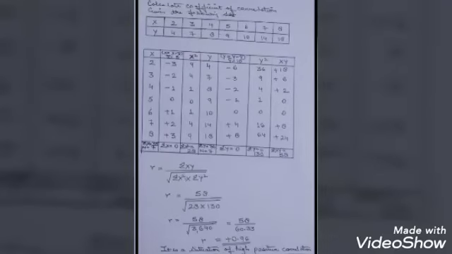Now we are going to square up the value of x. So if you square up 3, you get 9. You square up 2, you get 4. You square up 1, you get 1. 0 will be 0. Again 1 will be 1. You square up 2, you get 4. You square up 3, you get 9. And add all the x square together, you get sigma x square to be 28.